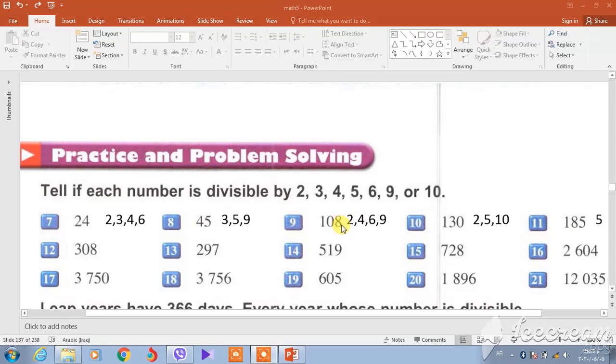And 120, 108 are also divisible by 2, 4, 6 and 9. 130 is also divisible by 2, 5 and 10. And 185 is just divisible by 5 because the last digit is 5. It is not divisible by 2 because it's an odd number. It is not divisible by 3 because the sum is not divisible. It is not divisible by 4, 6, 9 and 10.